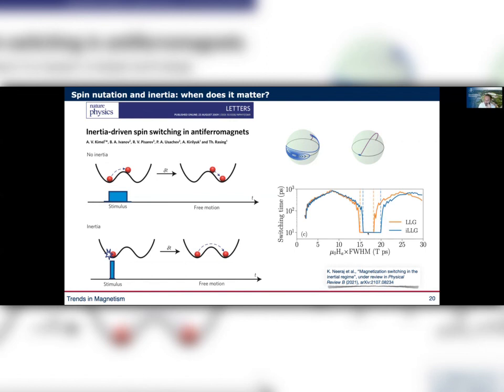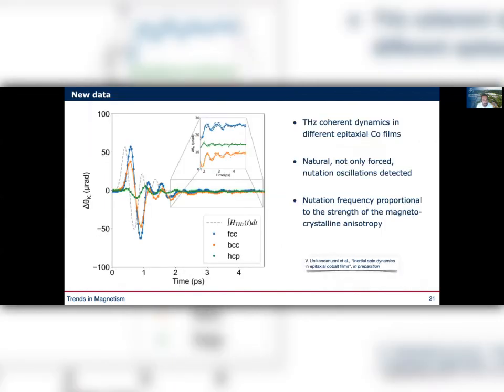The paper is a simulation paper, and we give a lot of details. I think we also describe the energetics of the process in an intuitive and nice way. So if you're interested, I recommend you read it.